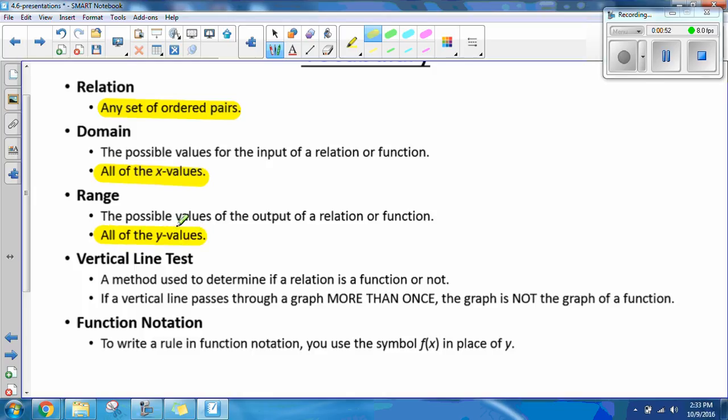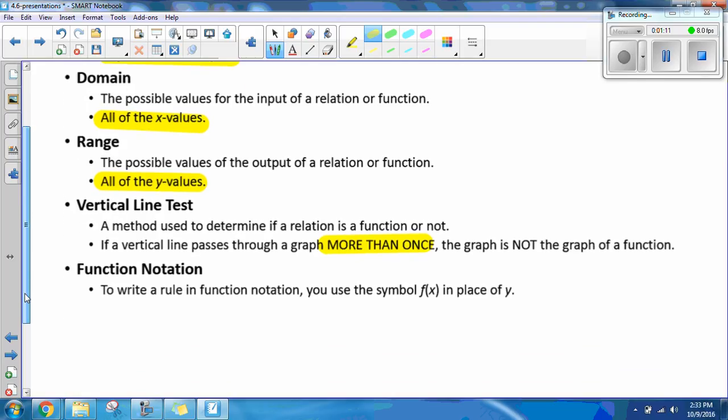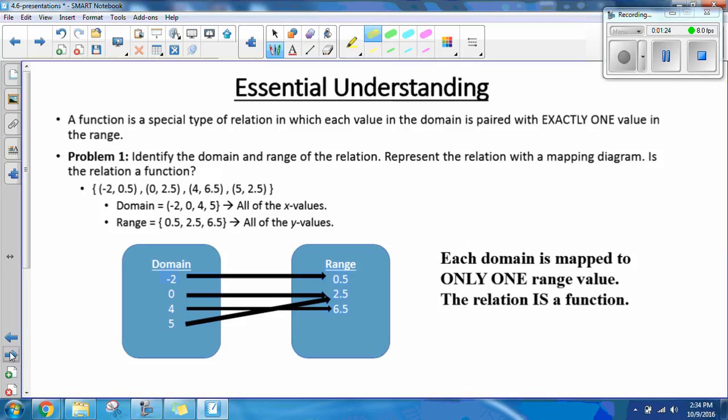The vertical line test is a method used to determine if a relation is a function or not. If a vertical line passes through a graph more than once, then the graph is not a function. Function notation: to write a rule in function notation, you use the symbol f of x in place of y. A function is a special type of relation in which each value in the domain is paired with exactly one value in the range.